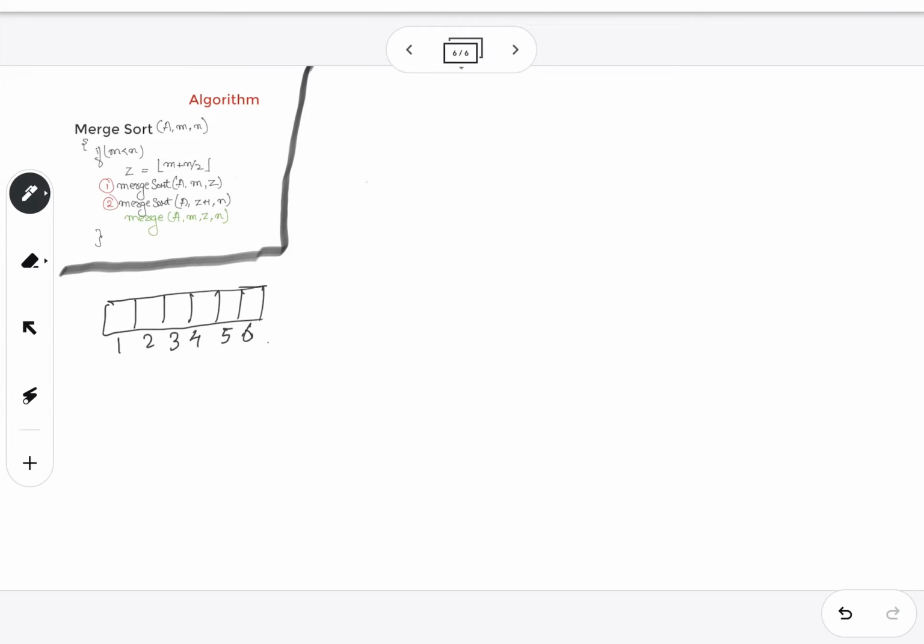Now what will it do? Initially I termed them as MS for merge sort, and this is M for merge. Now let's talk about merge sort being called. It has been called from 1 to 6 initially for this particular line. Since 1 is less than or equal to 6, it divides them into 3 defined parts.